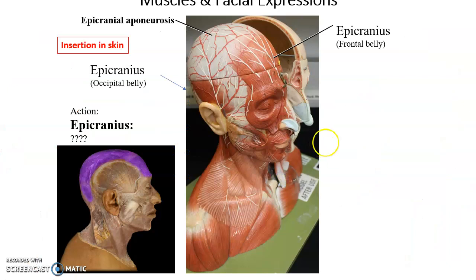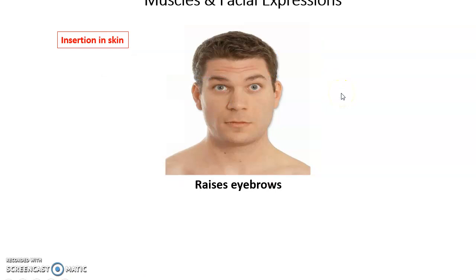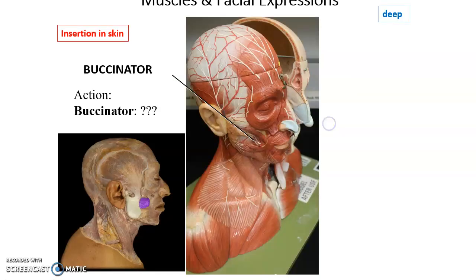All right, starting with the muscles that are involved in facial expression. We have epicranius. Epicranius, as you can see, goes all the way around from the back of the skull around the top to the front of the skull. The frontal belly in the front, the occipital belly in the back. Epicranius inserts into skin, and when it contracts, it leads to raising of the eyebrows. So that's what epicranius does.